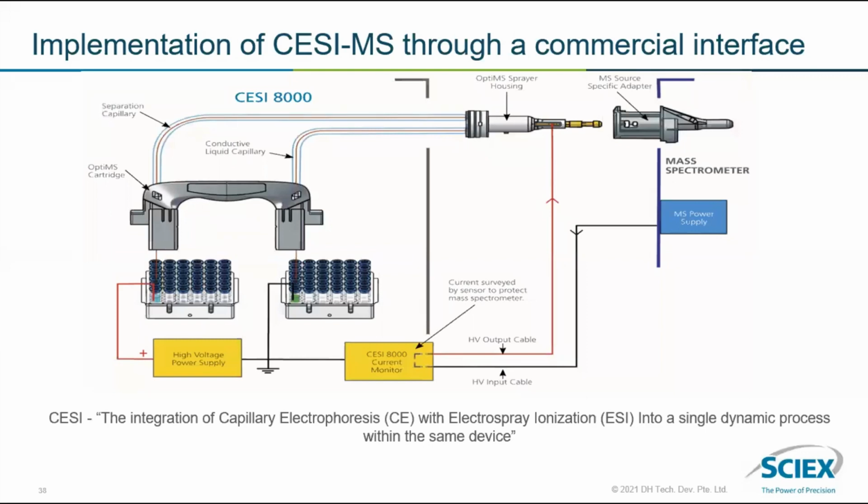Then we have two different capillaries, and the longer capillary is a separation capillary, and the shorter capillary is a conductive capillary. We do have a high voltage power supply to get the separation of your peptide molecules in the CESI and mass spec experiment. And this CESI Optimus cartridge has a spray housing from where you can get the spray, and which will connect with the mass spectrometry for the detection. So CESI is an integration of capillary electrophoresis with electrospray ionization into a single dynamic process within the same device.